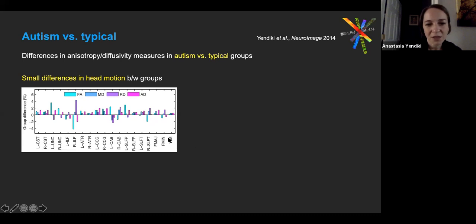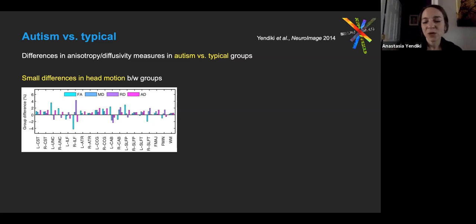Everything you see on the x-axis here is a different tract. This is from the old Dracula Atlas, so it's just 18 tracts. And what you see here is the percent difference between the two groups. We repeated this for many combinations of 30 and 30, and this is averaging the results over cases where we happened to pick 30 and 30 that had similar amounts of head motion between the groups.